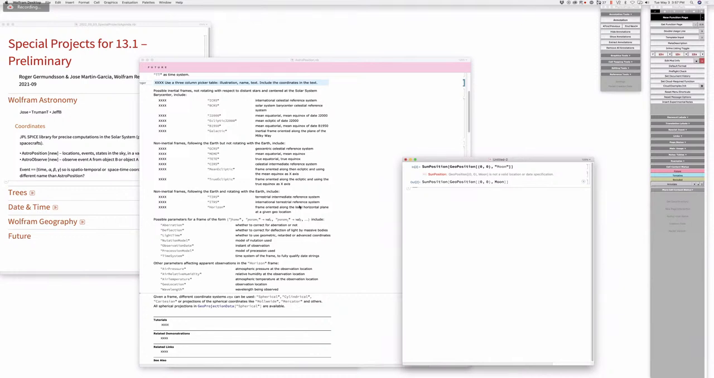Now, given a frame, different coordinate systems can be used. I don't understand that statement. Aren't the coordinates like lat-long coordinates? How can they depend on the projection? No, lat-long are always spherical coordinates. They're always referred to a central point, or at least a surface from which you have angles. But sometimes you want to say XYZ. I want Cartesian coordinates or cylindrical coordinates around the axis of rotation. It's still the same frame.